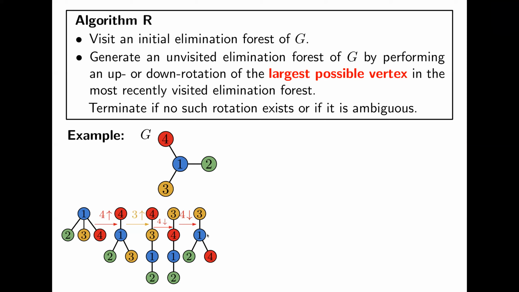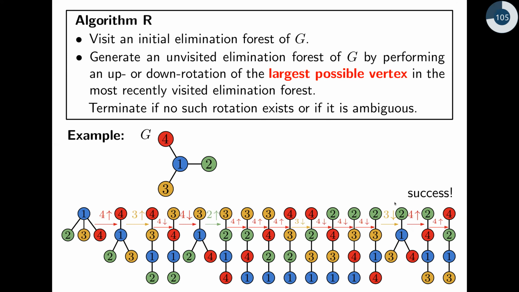Can we do something with 3? Can we do 3 down? No, if we do 3 down, we get the first tree. This we have seen already. So we cannot do 3 down. So we have to do something with a 2. And this is what we do. We do 2 up. And in this way, it continues. So let me not go through all the steps, but this is somehow the idea. I hope the example clarifies somehow what happens.